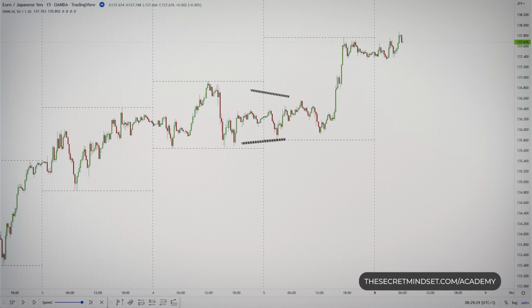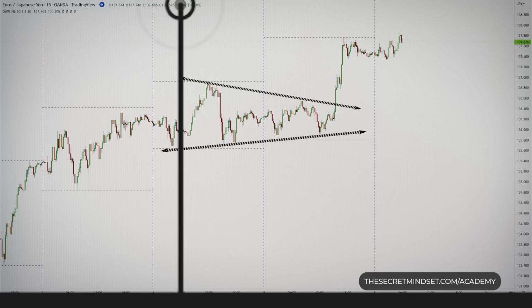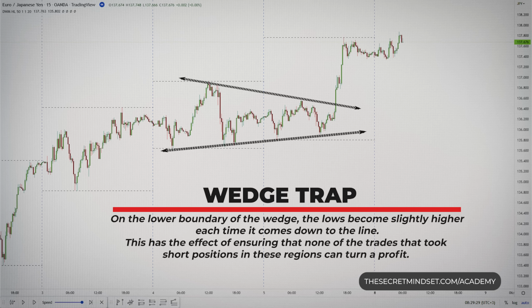A wedge or a triangle is a common pattern which allows smart money to trap traders in both directions. In this example, you can observe that on the lower boundary of the wedge, the lows become slightly higher each time it comes down to the line. This has the effect of ensuring that none of the traders that are taking short positions in these regions can turn a profit.